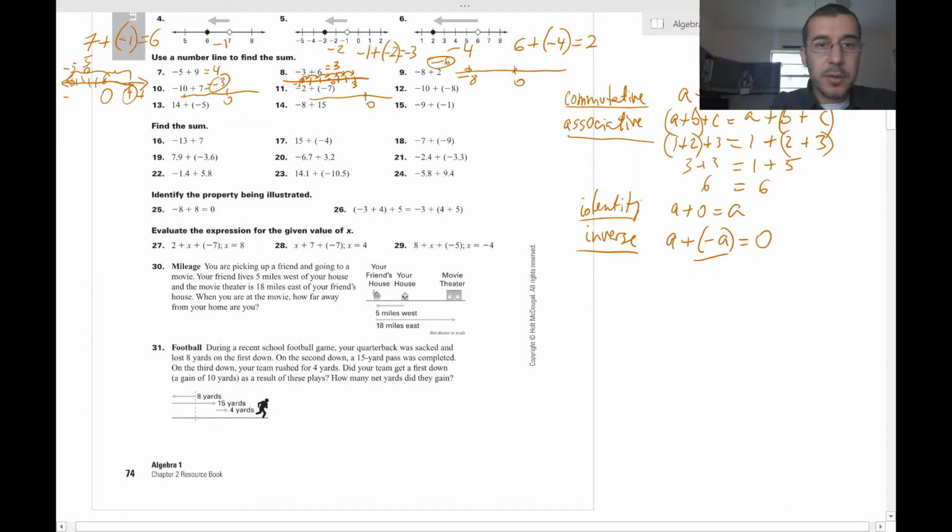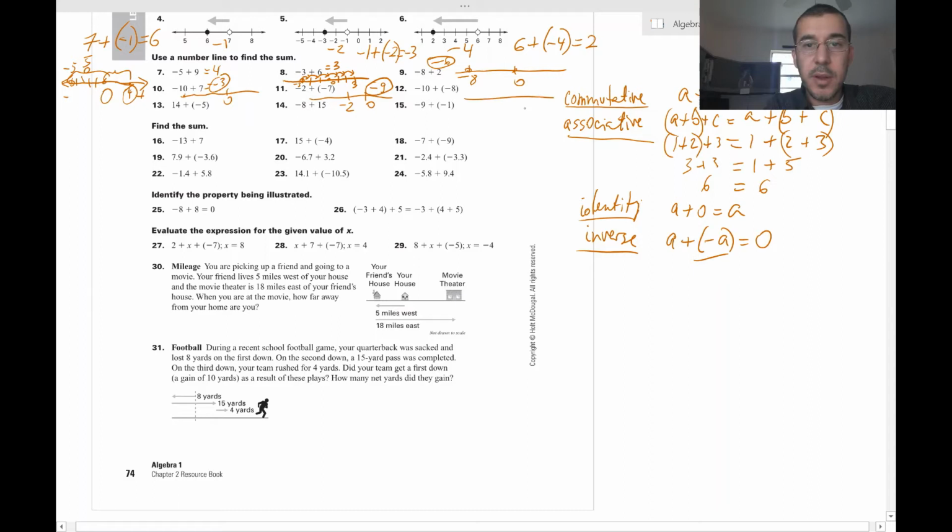Number 11, from 0, we go to -2. And then we don't backtrack. We keep going another 7, so -7. We extend to the left. So -2 and then -7 becomes -9, right? So this is -9, the answer for 11.